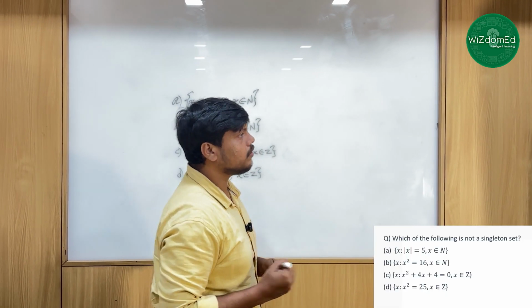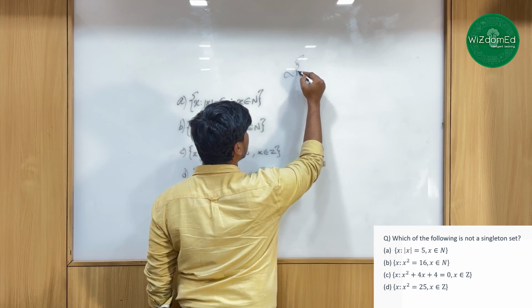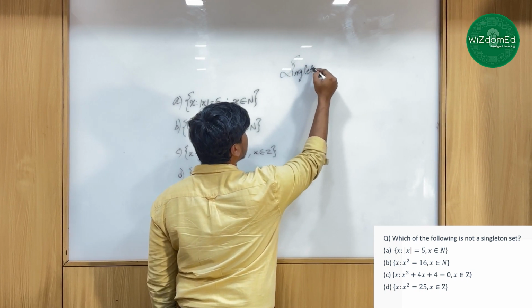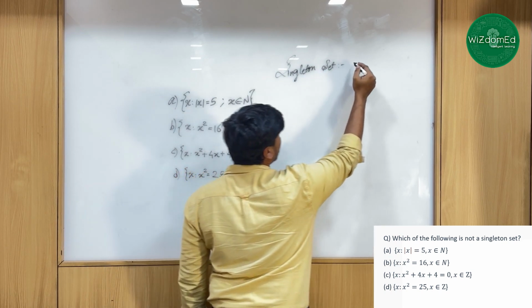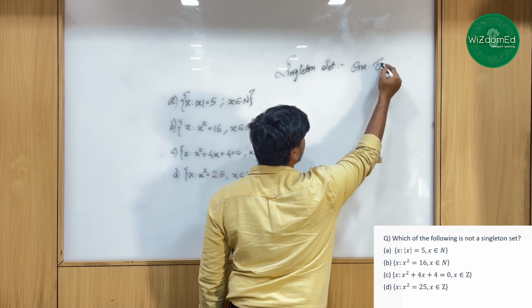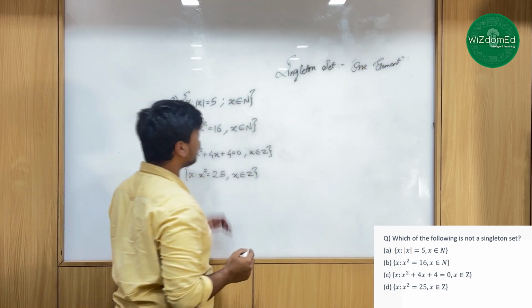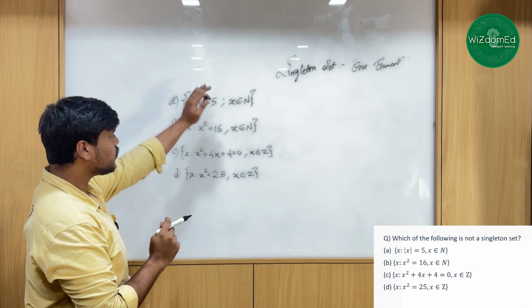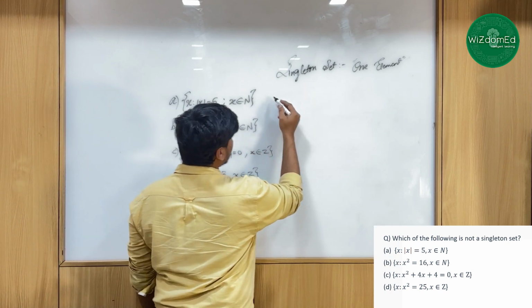Let's start with the solution. But before we start off the solution, we need to understand what we mean by a singleton set. We know that any set which has only one element in it is called a singleton set. So here, out of all the four options, we are supposed to figure out which one of them contains more than one element. Let's take a look at the first option.